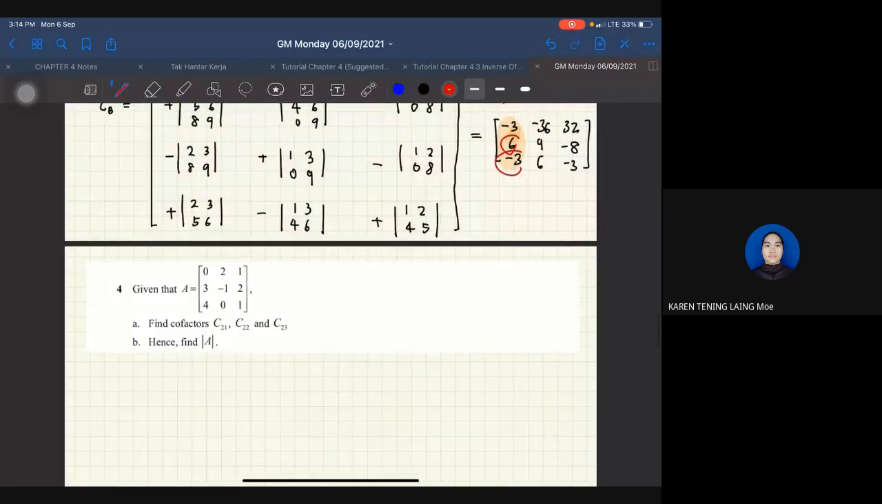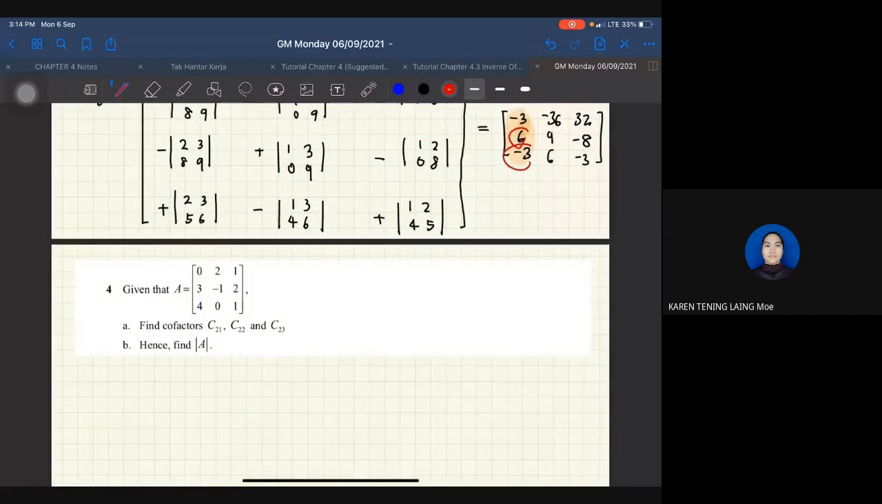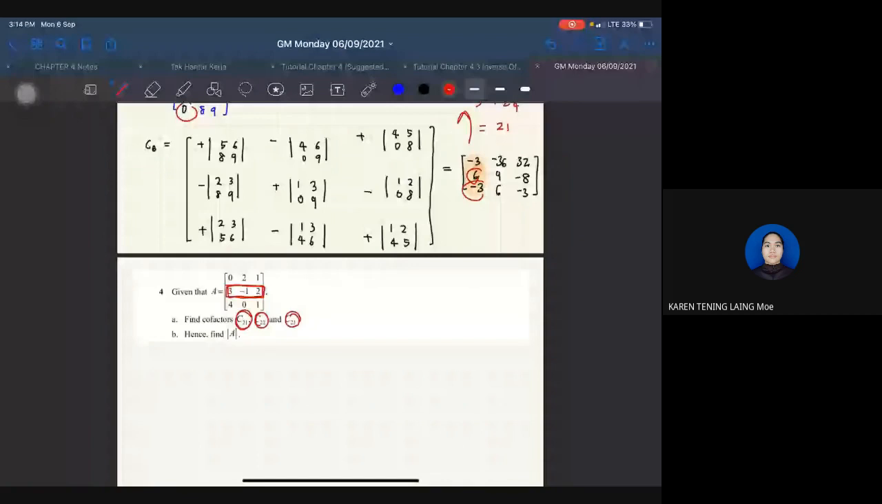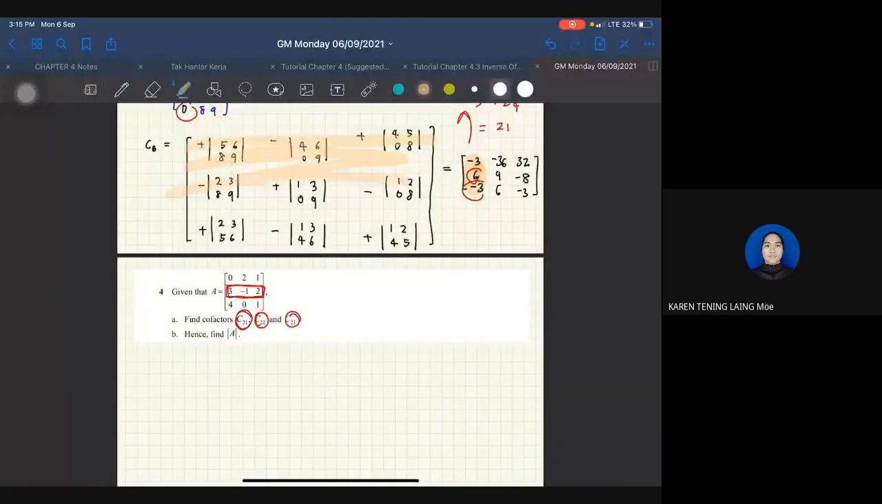Okay, so untuk soalan nombor 4 ni, kalau awak tengok, dia cuma suruh kita cari cofactor for this one, C21, C22, C23. So maksudnya kalau dekat situ awak tengok, dia nak kita cari cofactor dekat this row. Okay, so instead of buat ke semua matrix macam ni, so soalan hanya minta awak cari dekat elemen 21, 22 dan juga 23 sahaja.